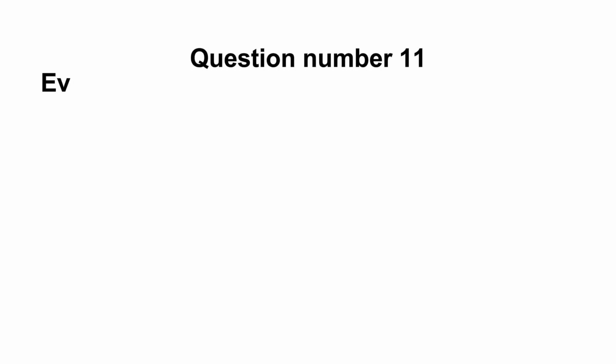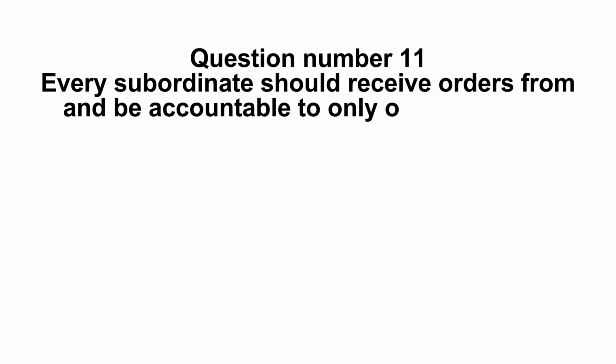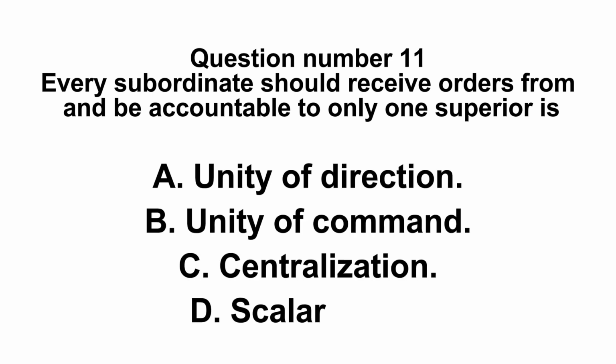Question number 11. Every subordinate should receive orders from and be accountable to only one superior is A. Unity of direction. B. Unity of command. C. Centralization. D. Scalar chain. And the correct answer is B.